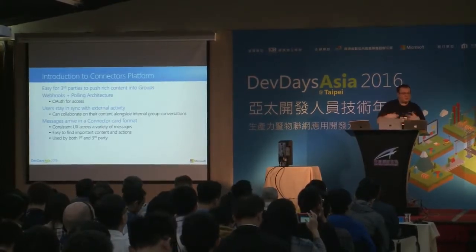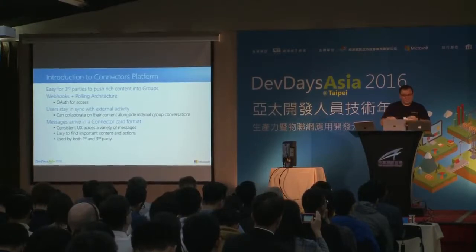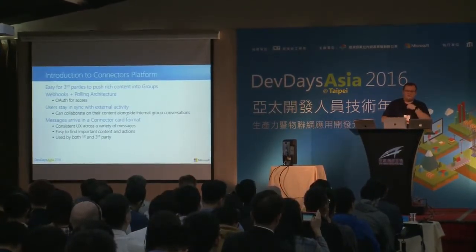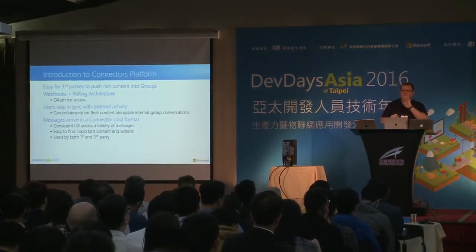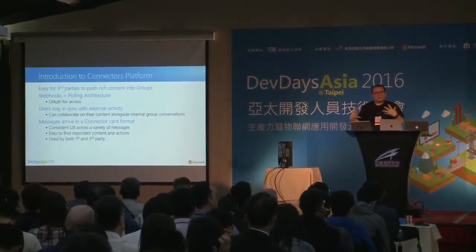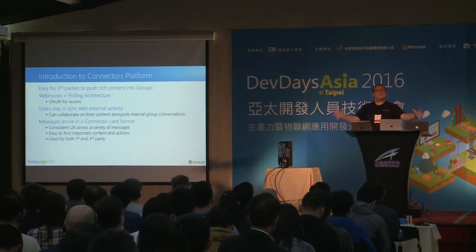And then messages, as you'll see, will arrive in a standard connector card format. Very consistent UX. The users understand immediately how to use it. They can find that important content and actions. And it's consistent, again, between what we'll do as a first party for experiences that we build at Microsoft and what we'll offer to you as developers to do as third parties. So you get the same depth of integration, you get the same capabilities that we're building for ourselves. And that's a really important statement across everything you saw today.